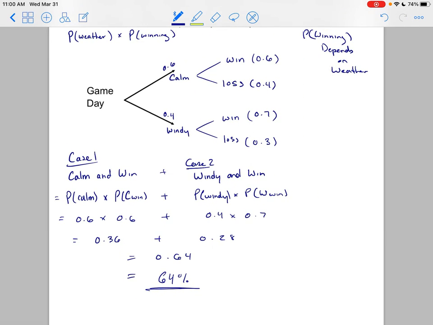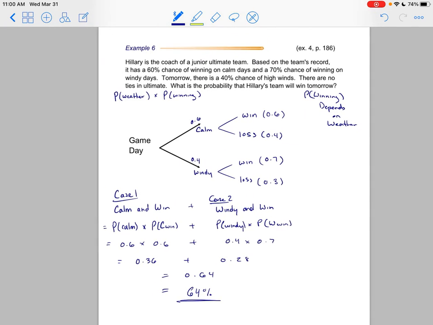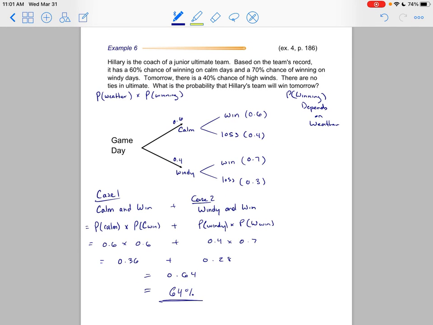Sounds like they're a good team anyways. So there you go. This is a good example of using these event trees, and you can expect to see problems like this moving forward.